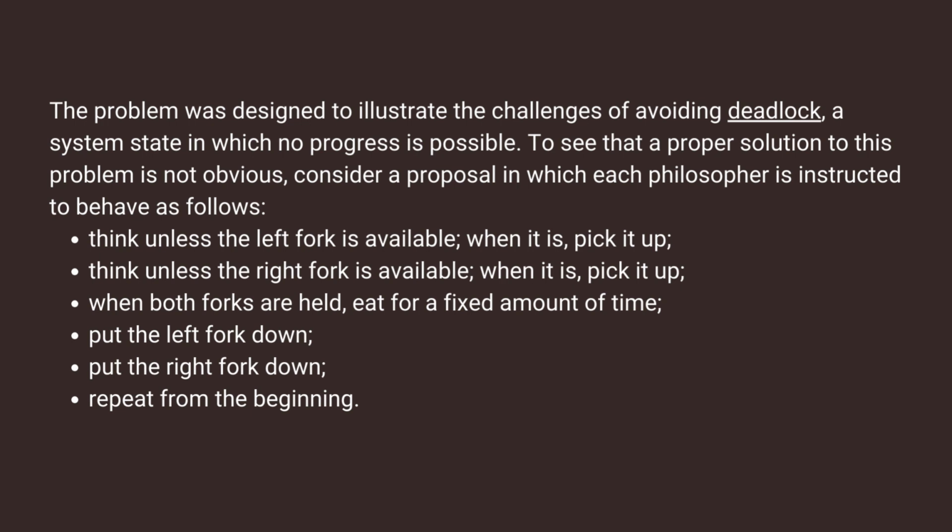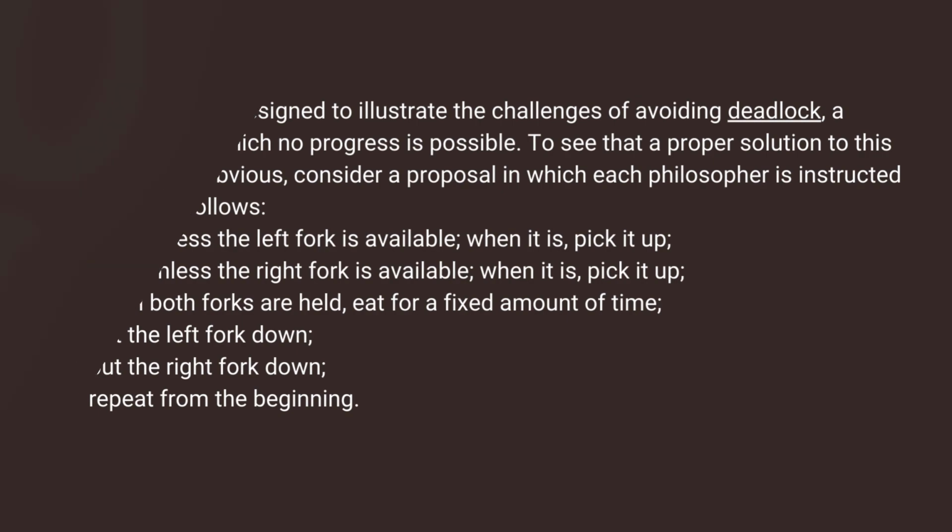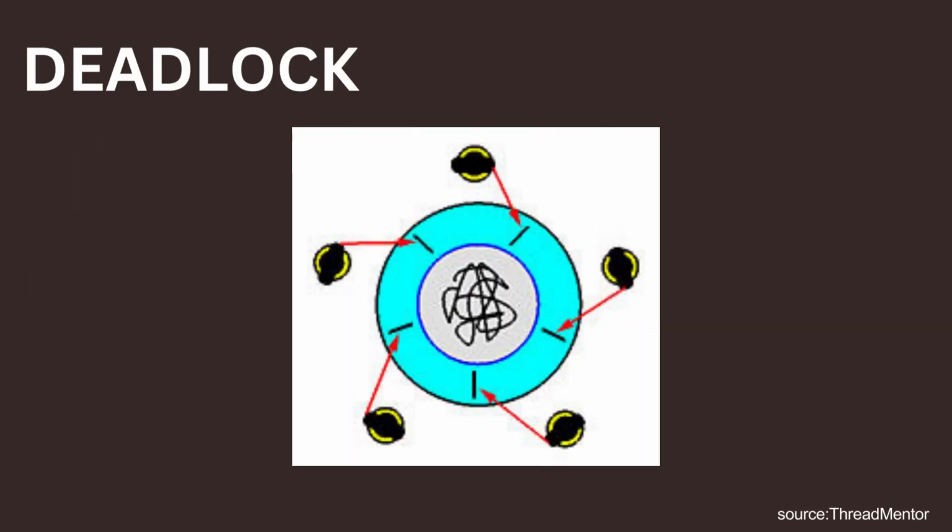Repeat from the beginning. However, each philosopher will think for an undetermined amount of time and may end up holding a left fork, thinking, staring at the right side of the plate, unable to eat because there is no right fork, until he starves. The Dining Philosophers Problem highlights several challenges in concurrent programming, which include deadlock, resource contention, starvation, complexity, and scalability.